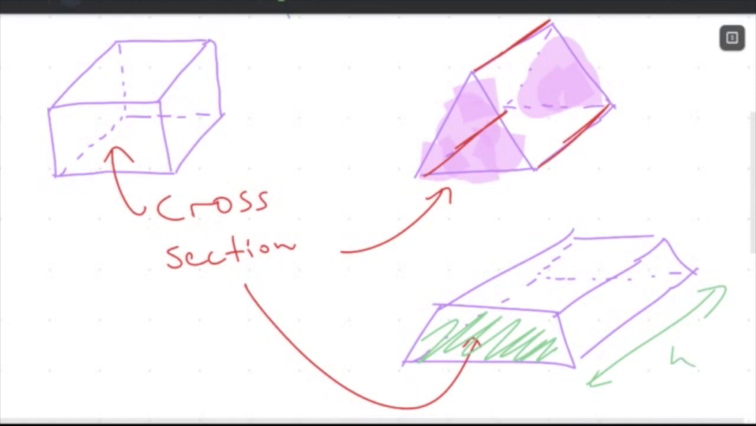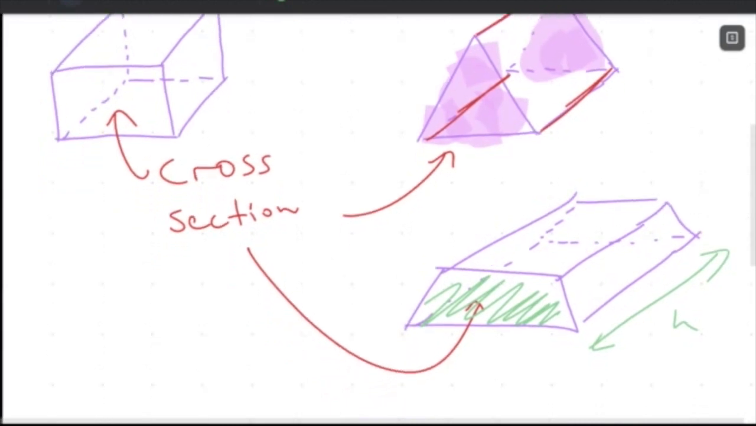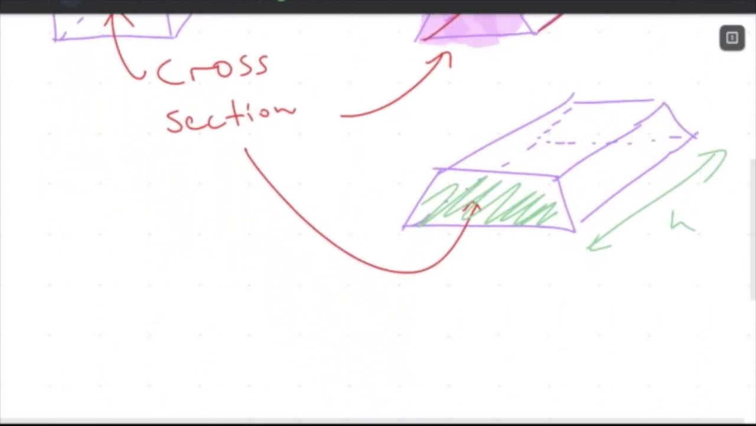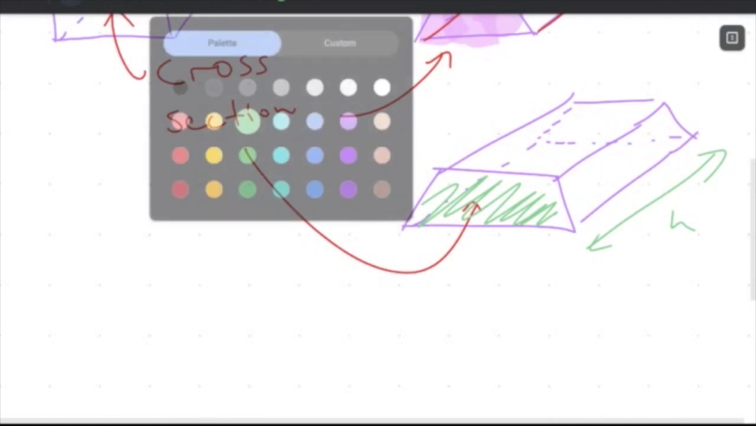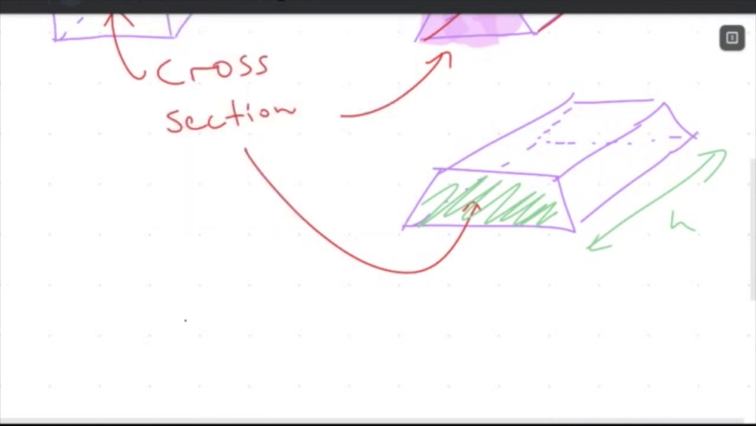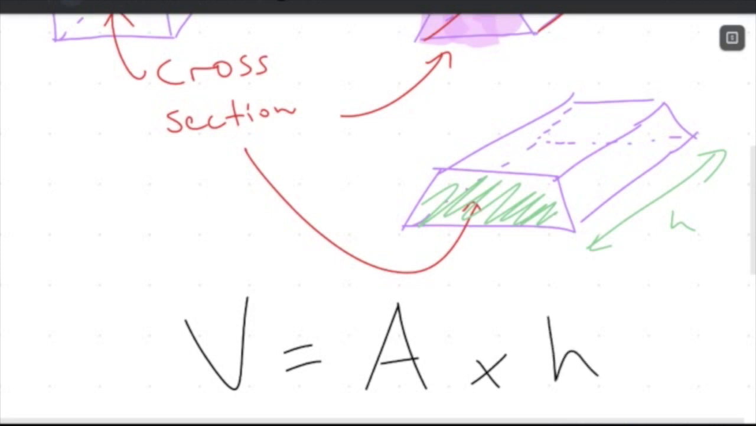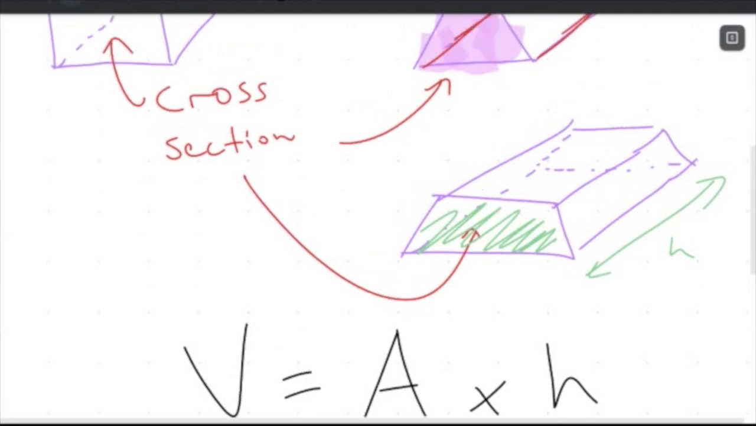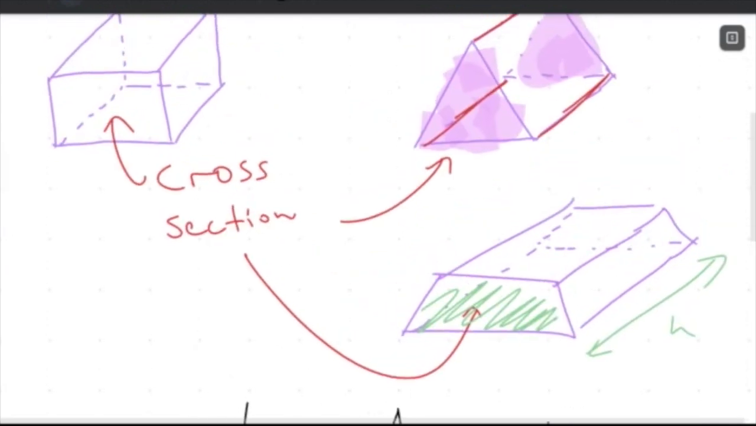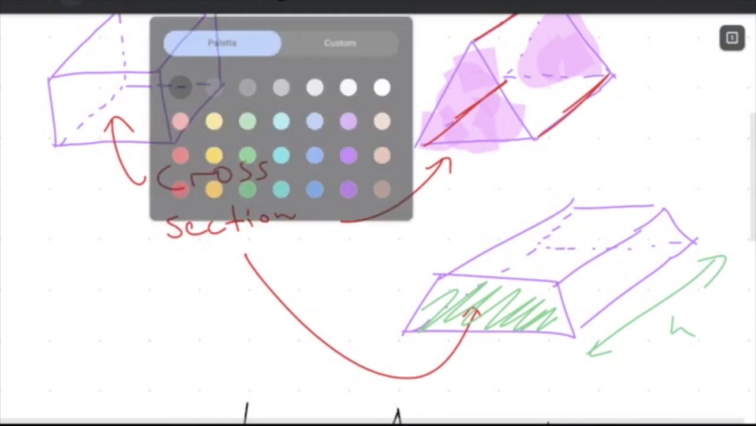Hopefully this will all be a revision from the previous video. So when we're dealing with prisms, our volume formula is going to be the cross-sectional area times the height. And the dimension of the shape, the side we mean for the height, is just the one going away from the cross-sectional area.